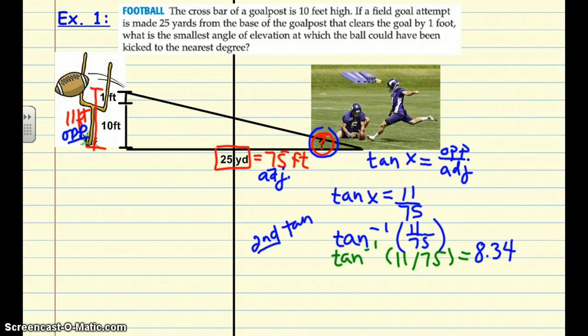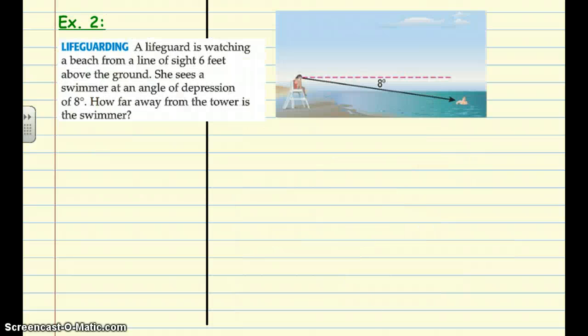And so we can say that the measure of angle x, we don't need two angles there. The measure of angle x is approximately, oh my gosh, not 80 degrees. I'm sorry. The measure of angle x is approximately 8 degrees. Again, we use tangent because we had the opposite information and the adjacent information. So let's look at our second example.